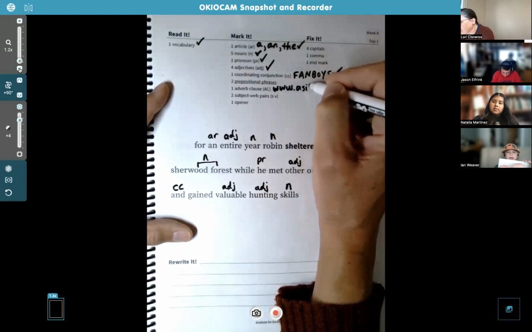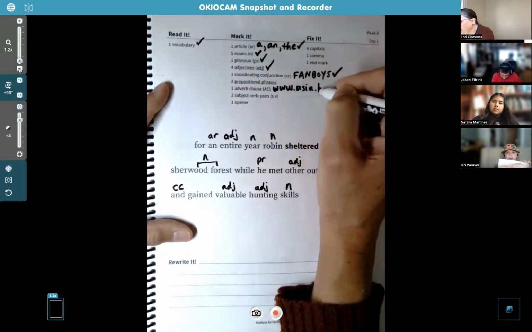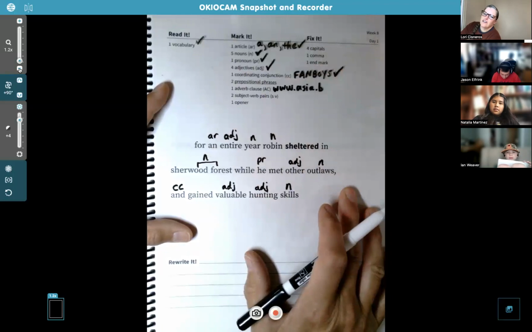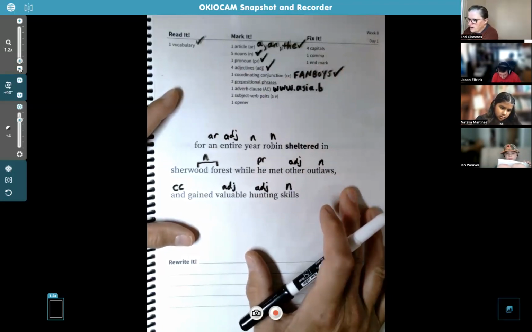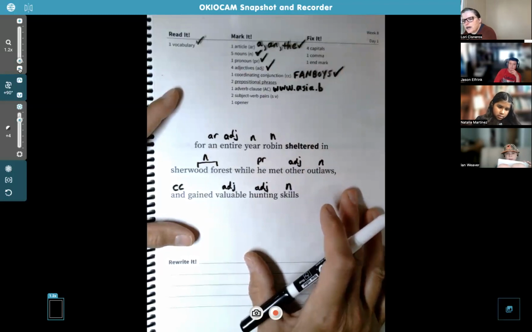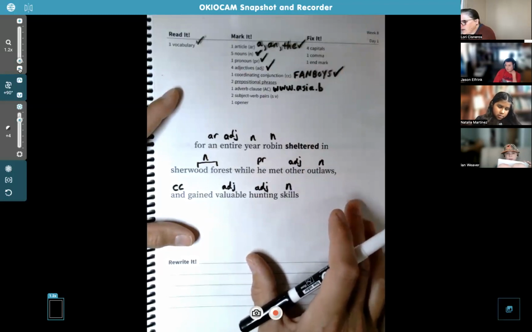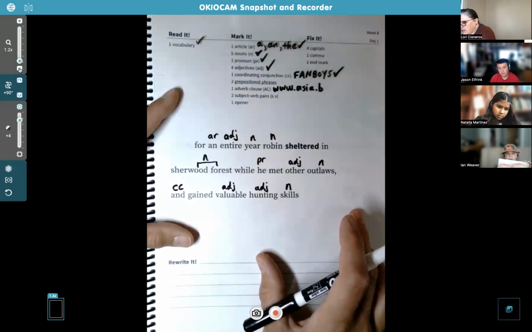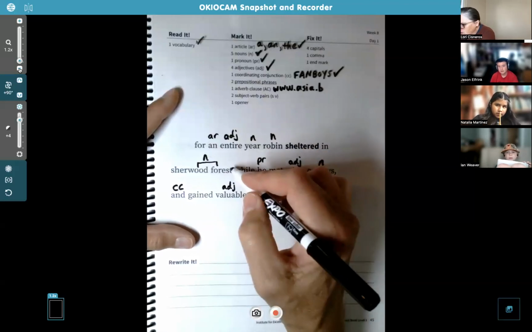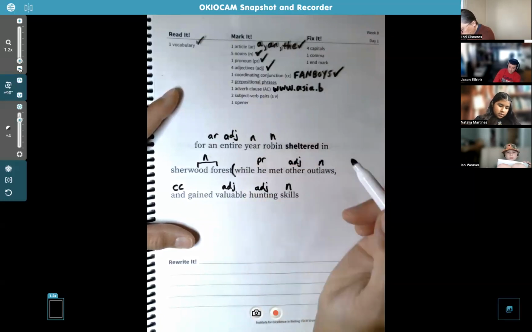Asia B. Good. So go ahead and write that in. Good. You're right, Ian. Good job. Each one of those represents a word. So Jason, do you see one of the words there from www.asia.b? Wow. Good.